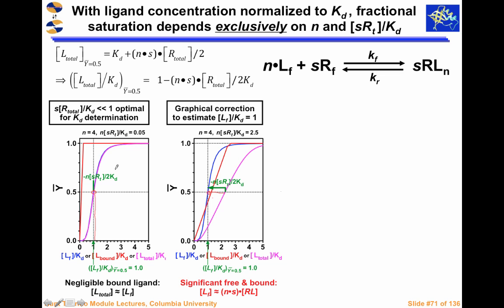We still can get the binding curve and total ligand by summing together these two, but there's a very small offset between them because there's very little bound ligand.